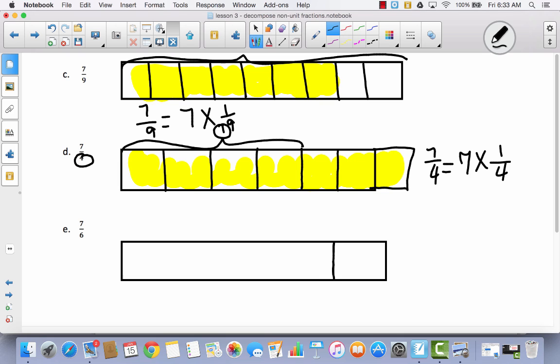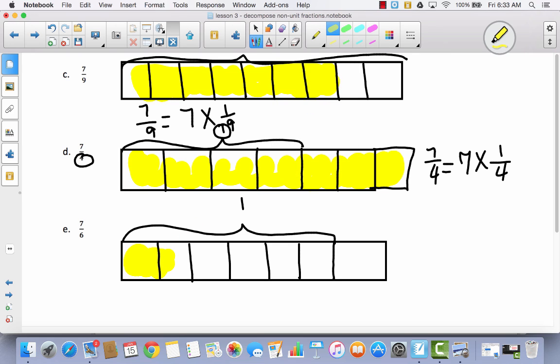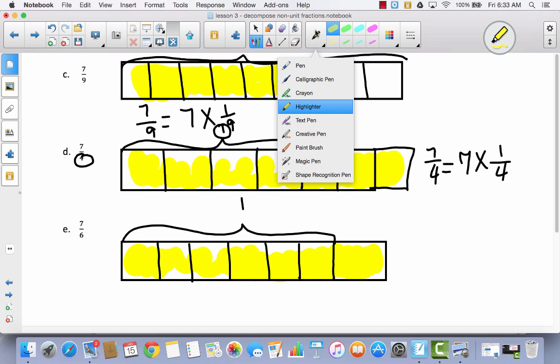So I'm going to make it about right down here, and I'm going to label this one whole, and I have to divide this into 6 parts. So I'm going to start by dividing this in half, and then I'm going to divide each half into thirds. So now I have 1, 2, 3, 4, 5, 6, 6, and then here's my 7/6. It's a little bit bigger, but that's okay. All right, so I'm going to go ahead and highlight 7 out of 6. And then we're going to come back and write our multiplication sentence.